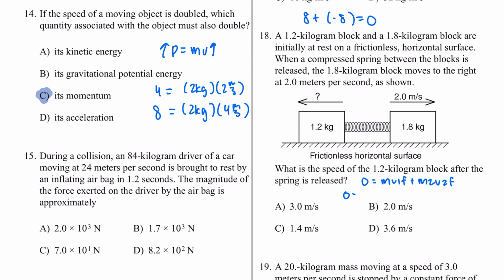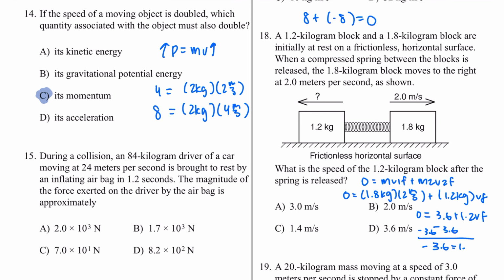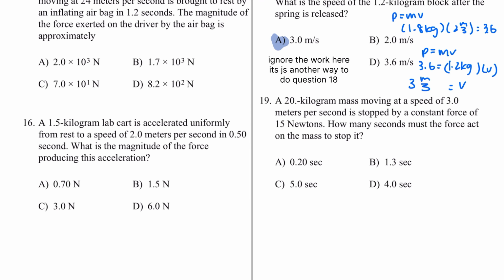So 0 equals mass 1. I'm going to use the 1.8 kilogram block first. So 1.8 kilograms times 2 meters per second plus 1.2 kilograms times vf, because we don't know that. So this is going to equal 0 equals 3.6 plus 1.2 vf. So subtract 3.6 on both sides. So negative 3.6 equals 1.2 vf. Solve for vf, and we're going to get 3 meters per second.